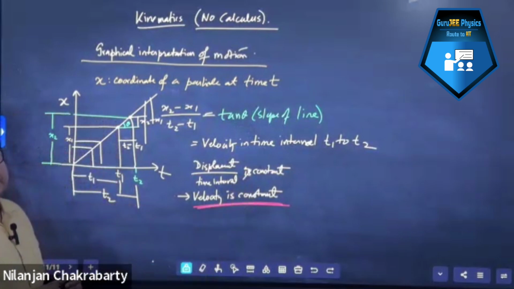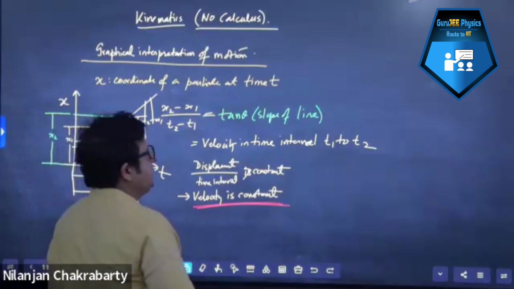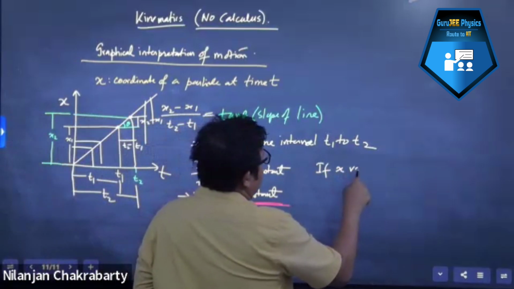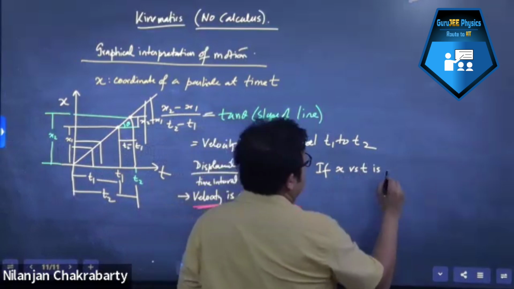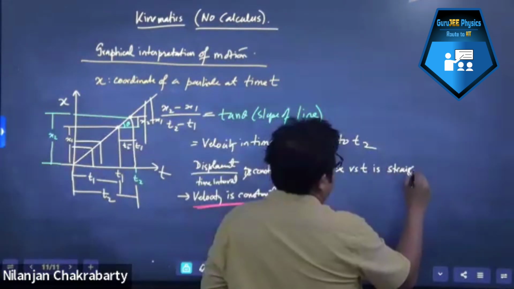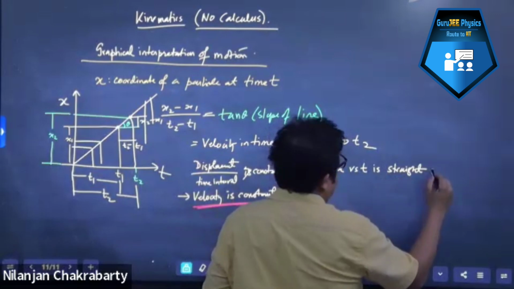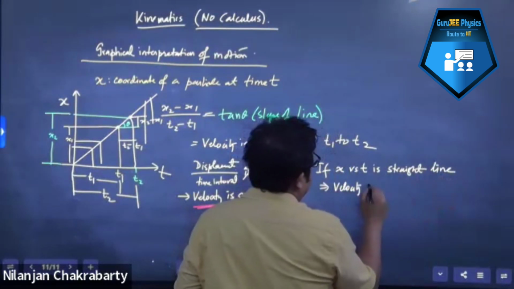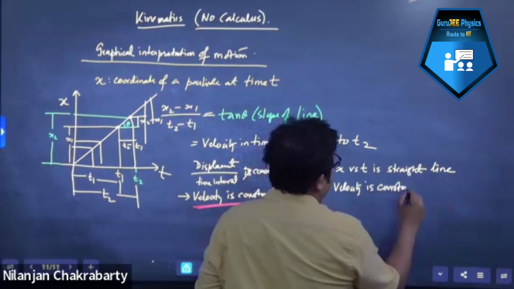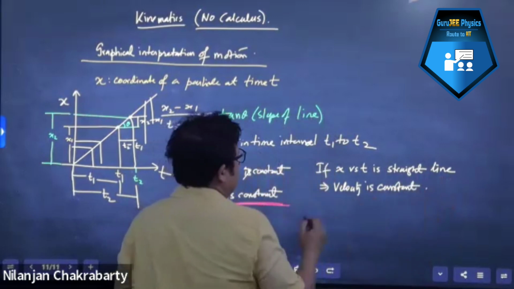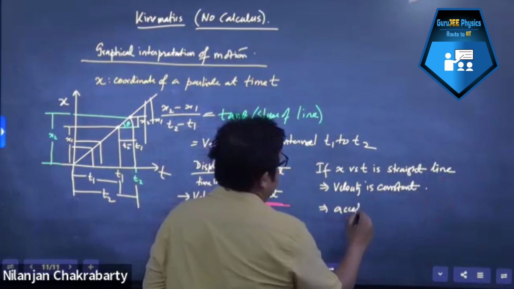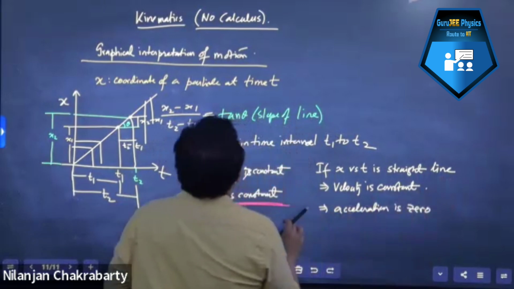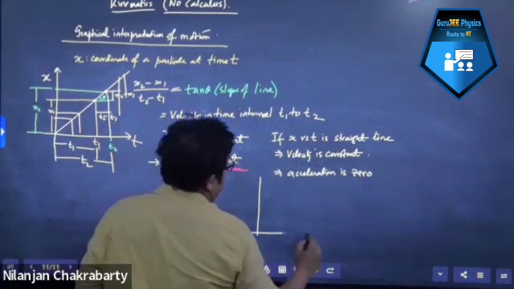So that means, see, if the graph of x versus t is a straight line, that implies what? Velocity is constant. That is, acceleration is zero.